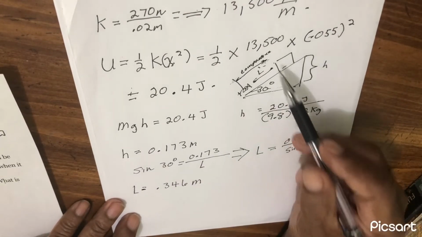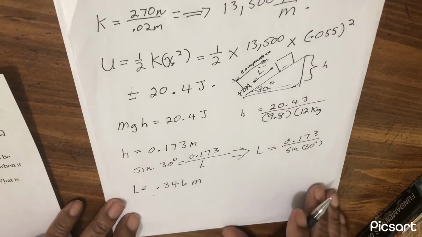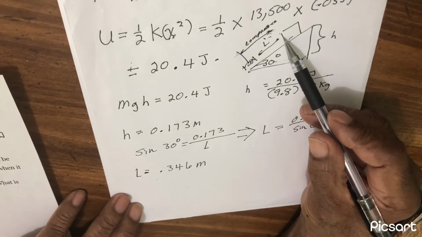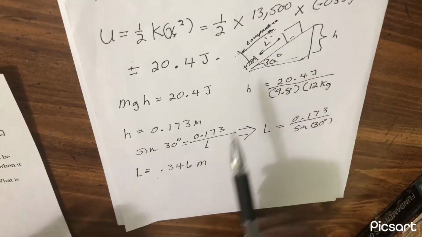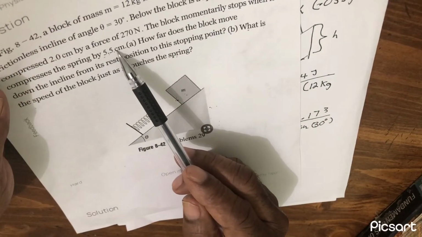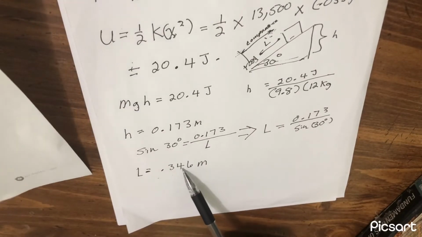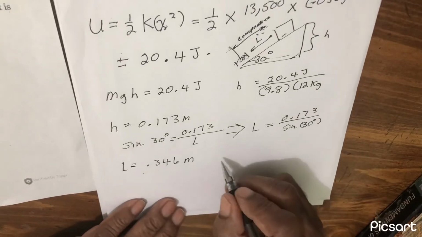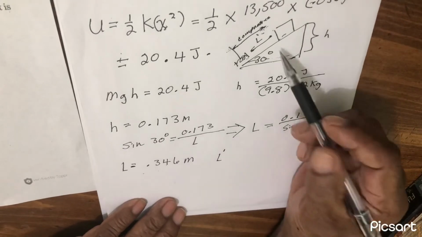That's the L when the spring is compressed. So L from when the block comes from this point to this point will just be the 5.5 centimeters subtracted from this 0.346 meters. So we'll just say L, we'll just put prime there. You know what I mean.